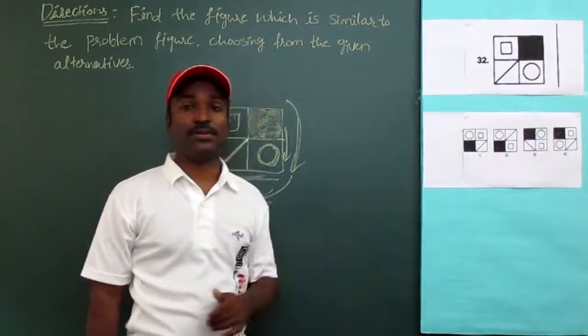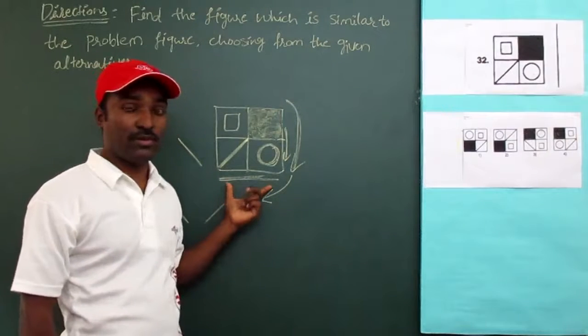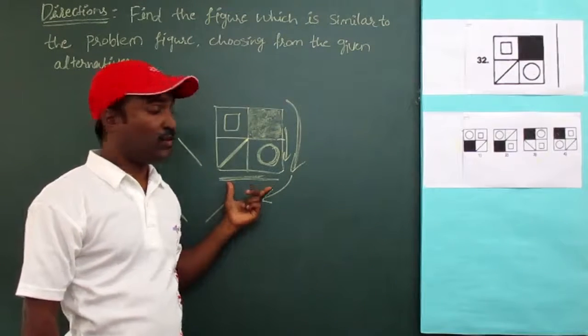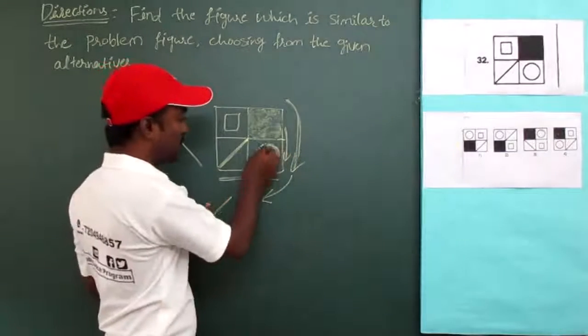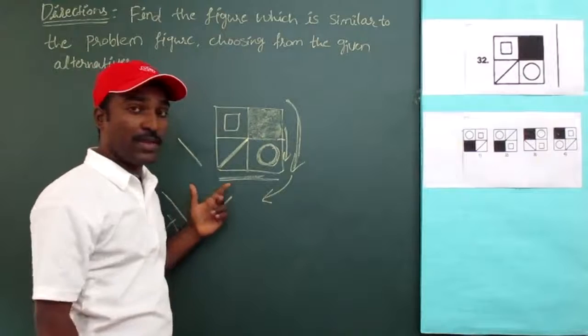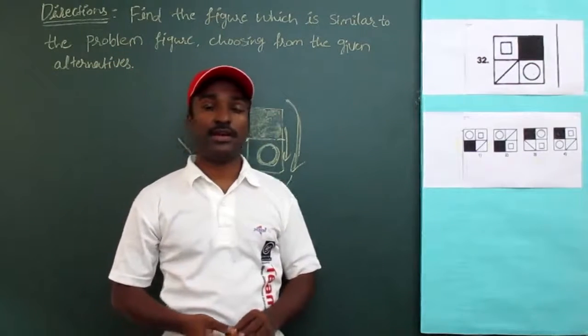So this is how we solve this example. The given figure should be observed carefully and then go with the clockwise or anti-clockwise movement and go with the shapes which are present in the given figure, and then eliminate the wrong options from the given options. Definitely you are going to get the correct option.